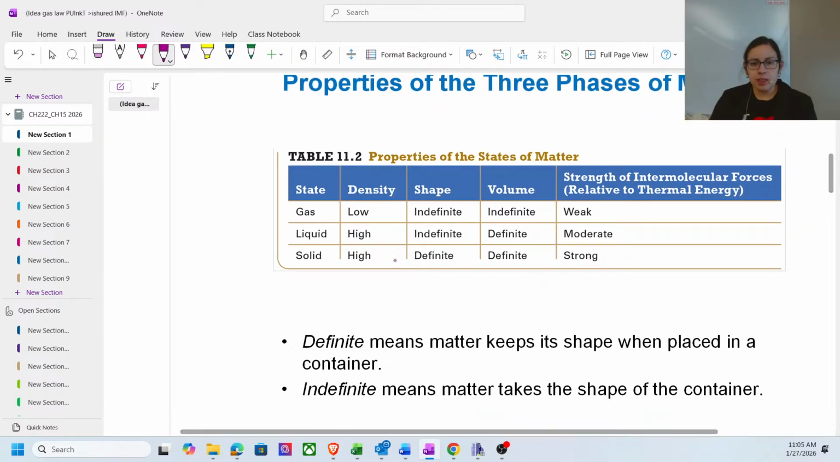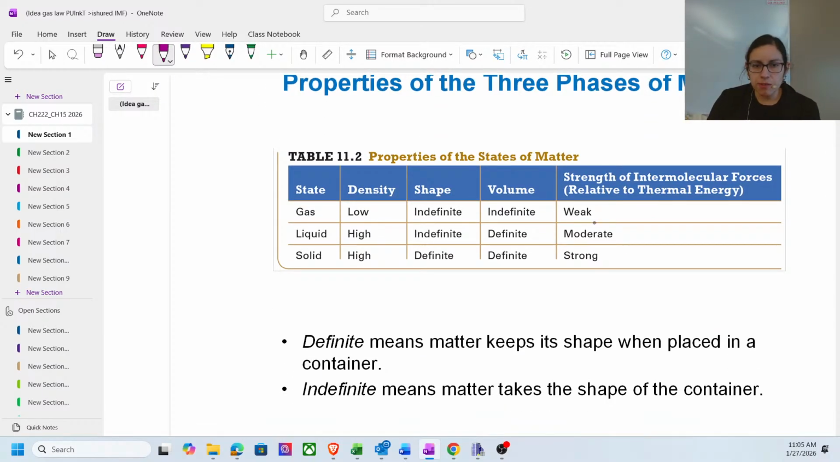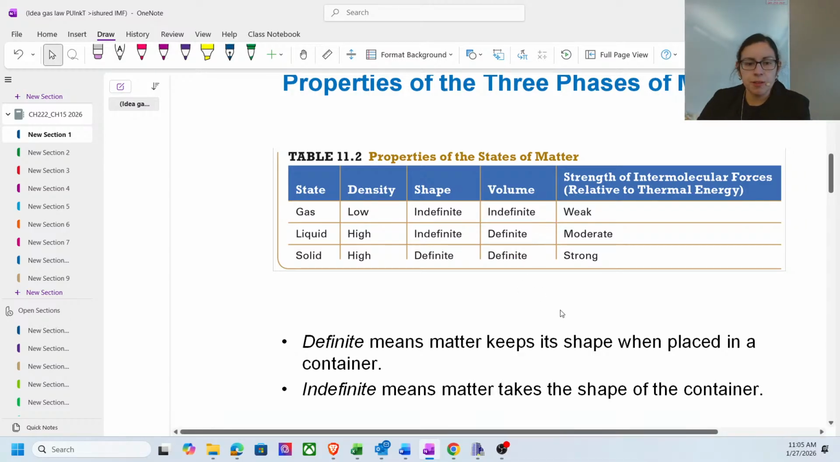And so we'll just look at this. This is very vague right now, but we'll see how if we have weak intermolecular forces, then that will give us a gas, moderate a liquid, and strong a solid. But like I said, this will make more sense once we put some examples and context to it.